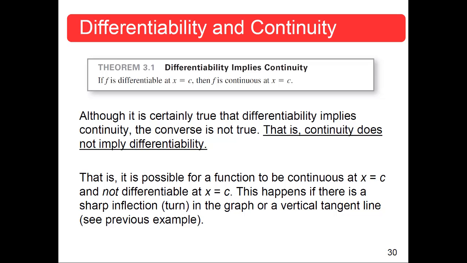There's plenty of cases where we're going to have a function that's continuous at some point c, but not differentiable at that point. The prime reasons why that happens is if there's a sharp turn in the function, which we call a cusp a lot of times, or there's a vertical tangent line. Those are the points that are not differentiable, but the function is continuous, like that time where we saw a vertical tangent line a little while ago.